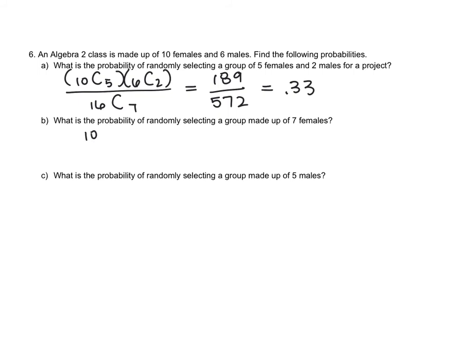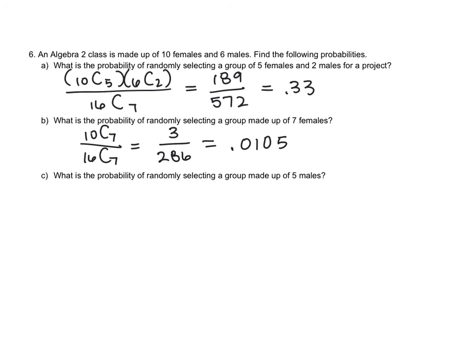Next, we want our group to be made up of entirely 7 females. So we're going to do 10 choose 7 over 16 choose 7. So we're going to use our calculator. 10 choose 7 divided by 16 choose 7, which is 3 over 286. Or if you want to use the decimal, 0.0105.